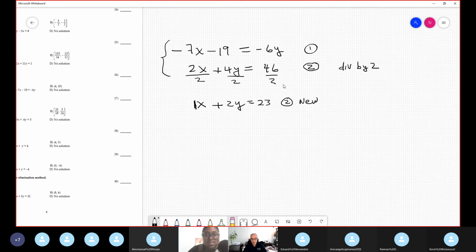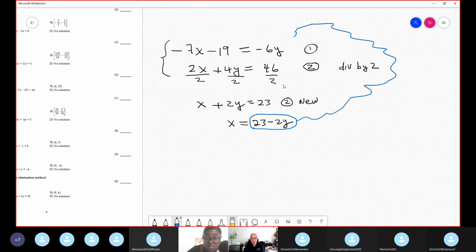Nice, I love it. Okay, now I solve for x: x is 23 minus 2y. You take this expression and substitute it into the other equation in the x place. This is minus 7, parenthesis 23 minus 2y, minus 19 equal minus 6y. Well, distribute the property.